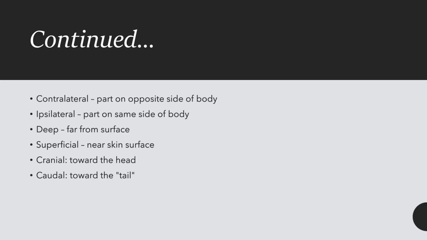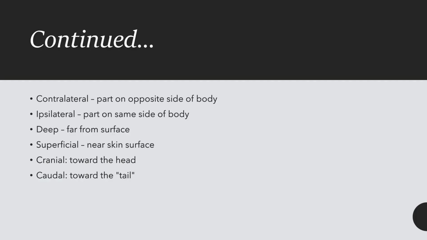Some more terms. Contralateral means on the opposite side of the body. Sometimes you can be standing on the contralateral side, or you might want to image the contralateral side of the patient's body. Ipsilateral means it's on the same side of the body. Deep is further from the surface. Superficial is closer to the skin surface. We can say that skin is superficial to muscle, muscle is deep to skin. And then cranial and caudal are also often used as synonyms for superior and inferior. They're just a little bit more specific.